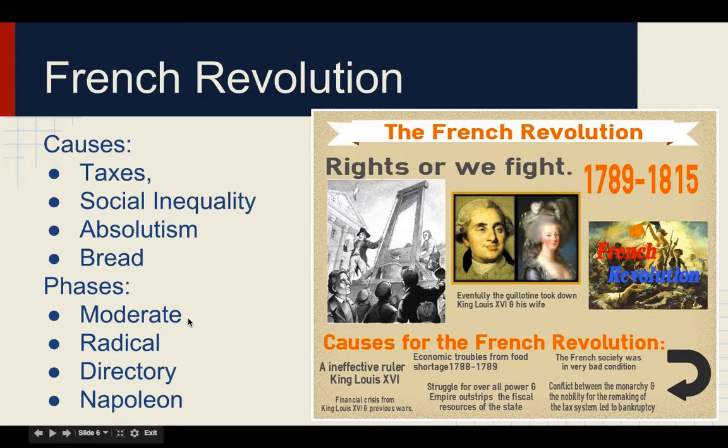The moderate phase actually is pretty bloody. You have the tennis court oath, then the storming of the Bastille, the Great Fear, the Declaration of the Rights of Man and Citizen is written then. Then you have the Radical, in which Maximilien Robespierre leads the Jacobins in the Committee of Public Safety. They don't keep many people safe because they end up killing almost 40,000 people with this new humane device, the guillotine. And you could get killed for not being revolutionary enough, for not seeming like you are completely against monarchy and completely for change. And Maximilien Robespierre will be killed himself in the Thermidorian reaction.